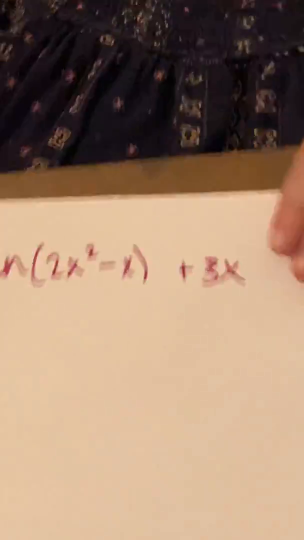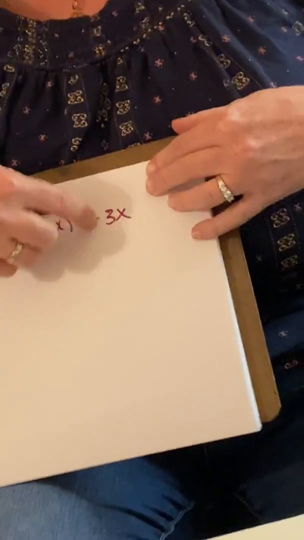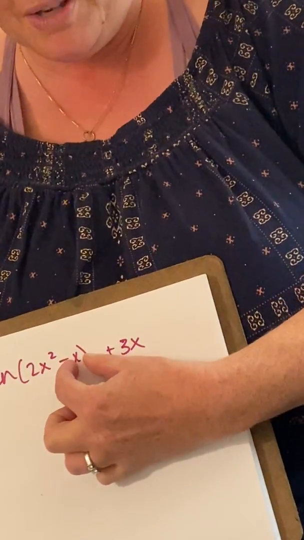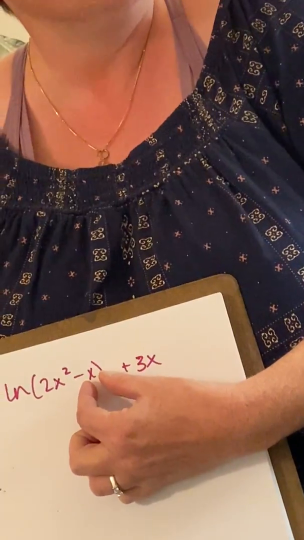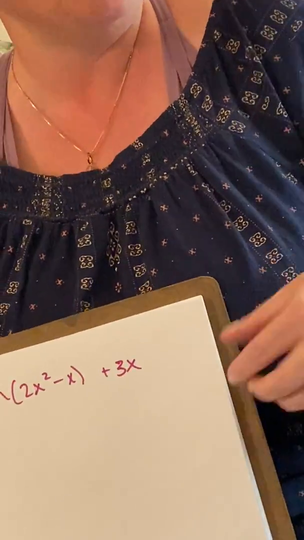Wait, what if it's like parentheses multiplied? Then that's a whole different animal. Then you have a product going on, right? But because it's a plus or minus in between, these are two different terms. Just like the derivative of 2x squared has nothing to do with the derivative of the x. When things are plus or minus between, the derivative comes one piece at a time.